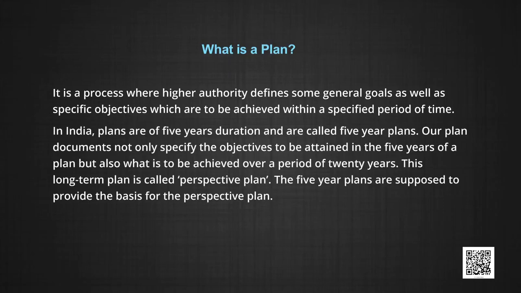In India, plans are of 5 years duration and are called five-year plans. Our plan documents not only specify the objectives to be attained in the 5 years of a plan, but also what is to be achieved over a period of 20 years. This long-term plan is called perspective plan. Five-year plans are supposed to provide the basis for the perspective plan.